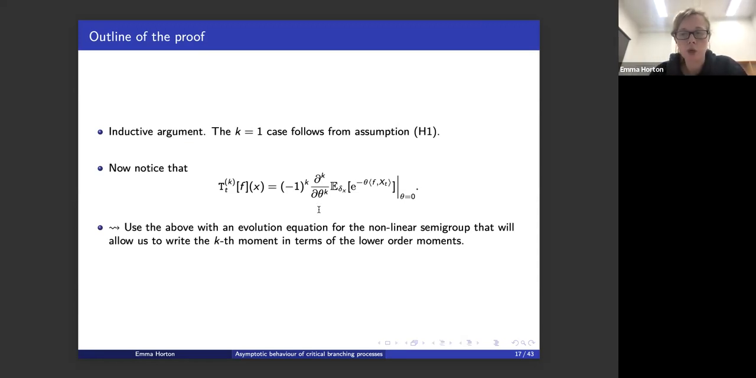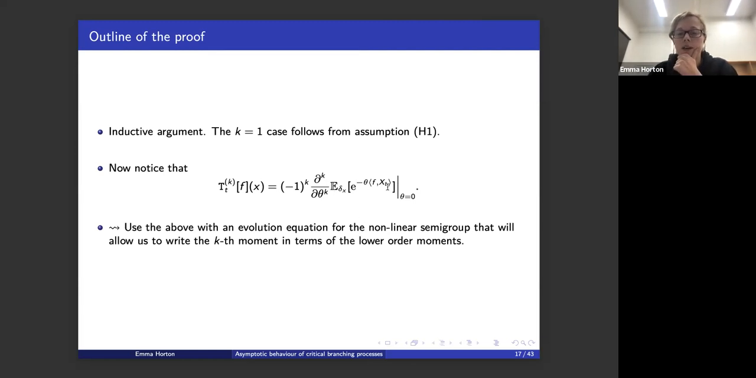And in order to tackle the higher order moments, what I'm going to notice is that the kth moment of the branching process can be written as the derivative of this nonlinear semigroup. So if I look at the average, when started from a single particle at position x, of e to the minus theta times this inner product, differentiate k times and set theta equal to 0, then I get exactly the kth moment. So this is kind of indicating that if I want to study the kth moment of the branching process, then I can actually study the nonlinear semigroup here and then differentiate and set theta equal to 0. And this is exactly what we're going to do.